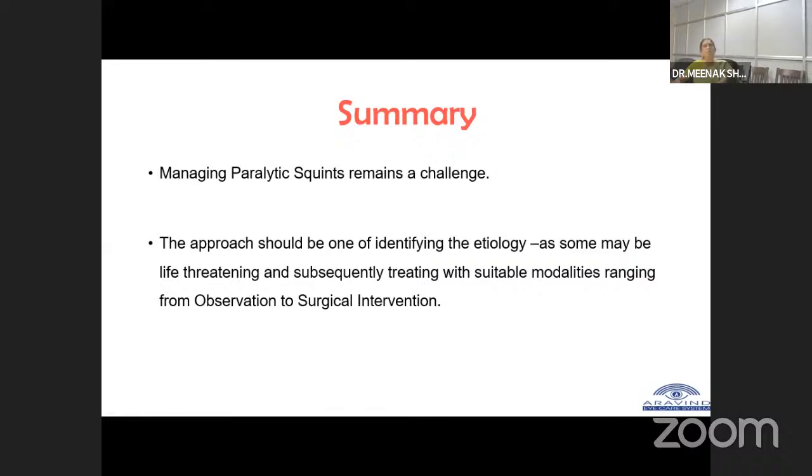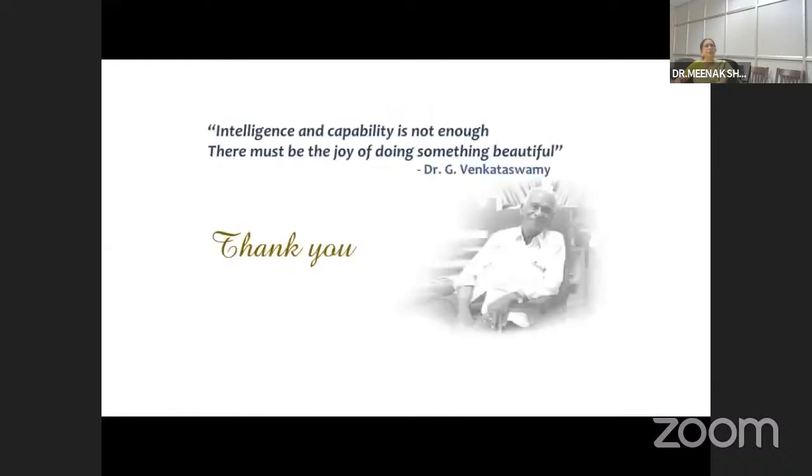One important thing is we have to identify the etiology, as some can be life-threatening, and then subsequently treat with suitable modalities. So it can range from observation to surgical intervention.